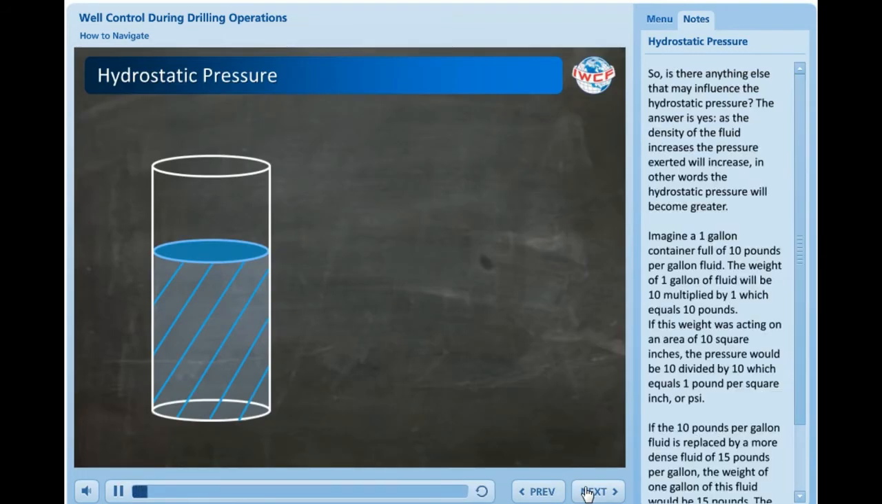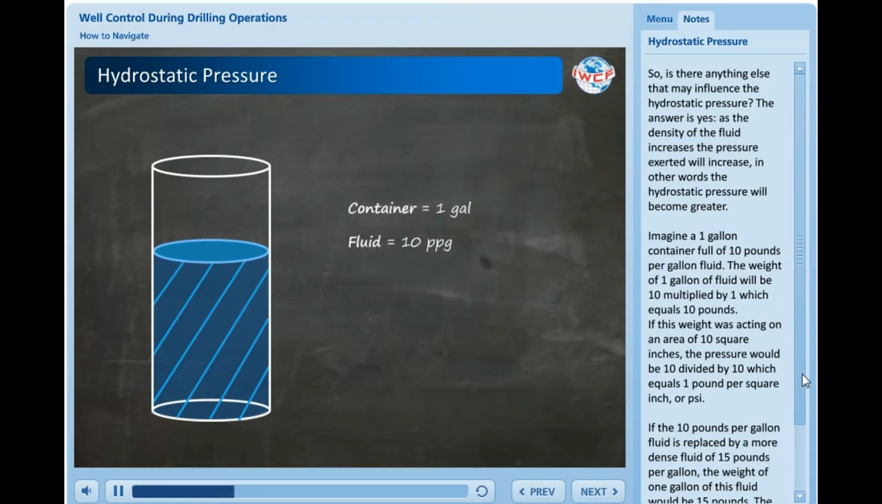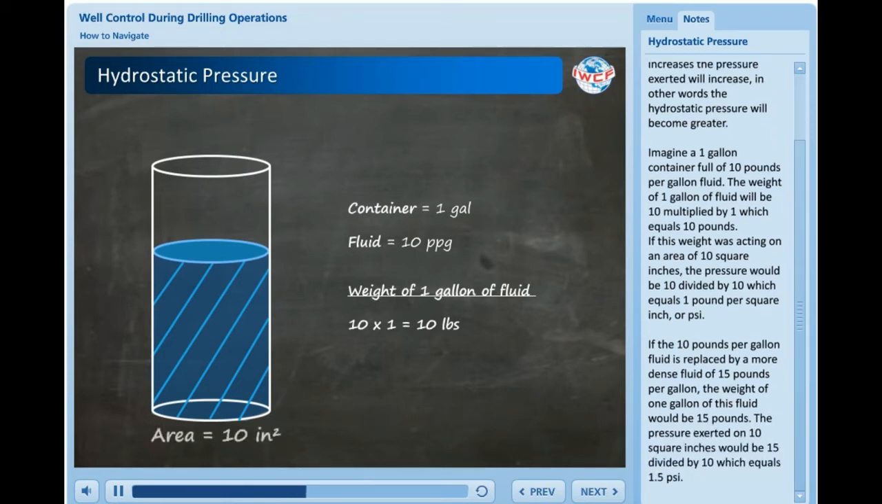So, is there anything else that may influence the hydrostatic pressure? The answer is yes. As the density of the fluid increases, the pressure exerted will increase. In other words, the hydrostatic pressure will become greater. Imagine a 1-gallon container full of 10 pounds per gallon fluid. The weight of 1 gallon of fluid will be 10 multiplied by 1, which equals 10 pounds. If this weight was acting on an area of 10 square inches, the pressure would be 10 divided by 10, which equals 1 pound per square inch, or psi.